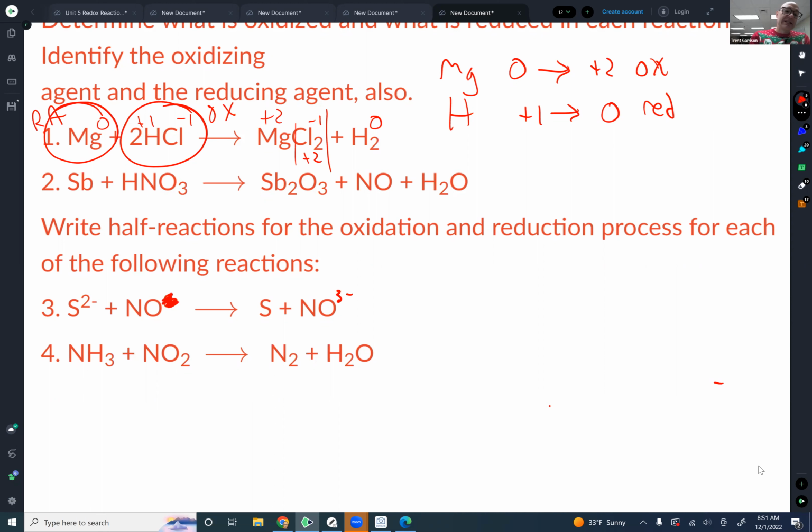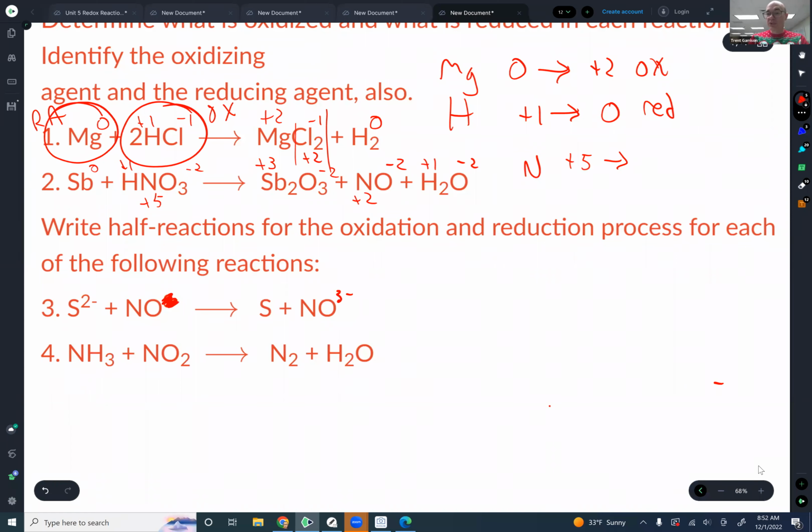All right. Seaborgium on number 2 has a charge of 0 to start. On the right, it has a charge of +3. The oxygens have a -2 throughout because we have a rule to establish that. The hydrogens have a +1 throughout, so they didn't change. It's this nitrogen that goes from a +5, after I do the calculations over here, to a +2. So the nitrogen goes from a +5 to a +2.